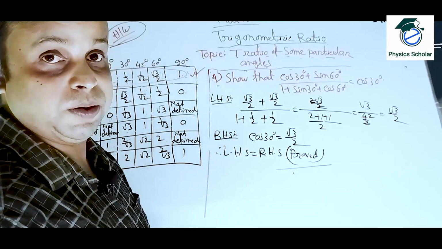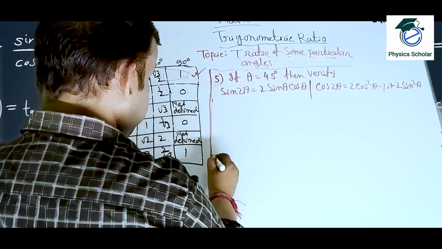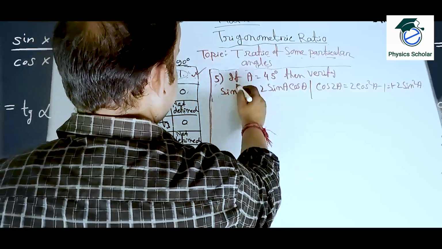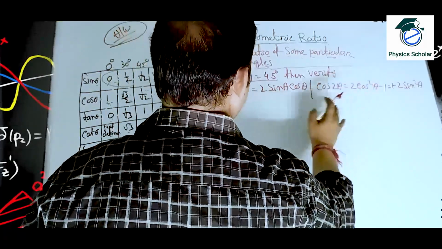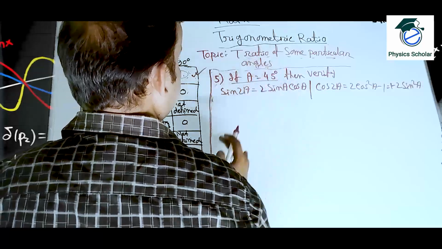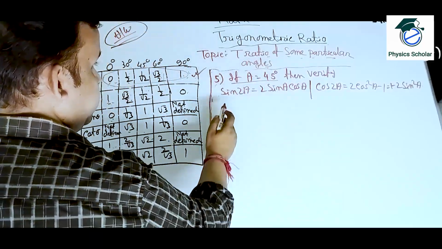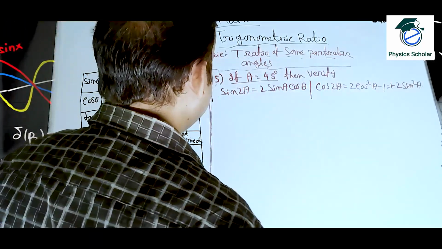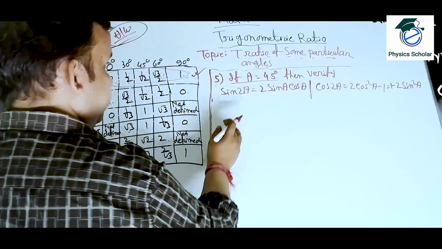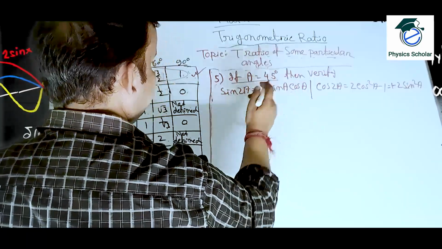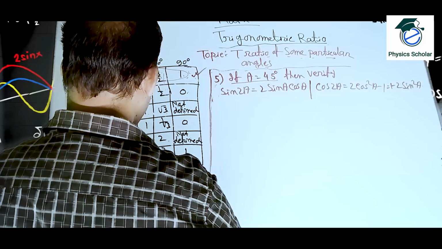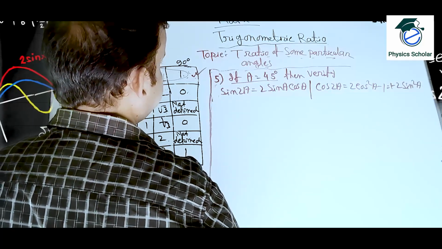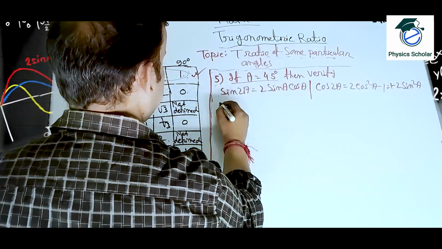Now let us move to the sum number 5. Okay students, so here two sums are there. In sum number 5, two proofs are there. If A is equal to 45 degree, then we have to verify sin 2A is equal to 2 sin A cos A. That is actually a formula you will learn in class 11. Okay. So sin 2A formula. Clear?